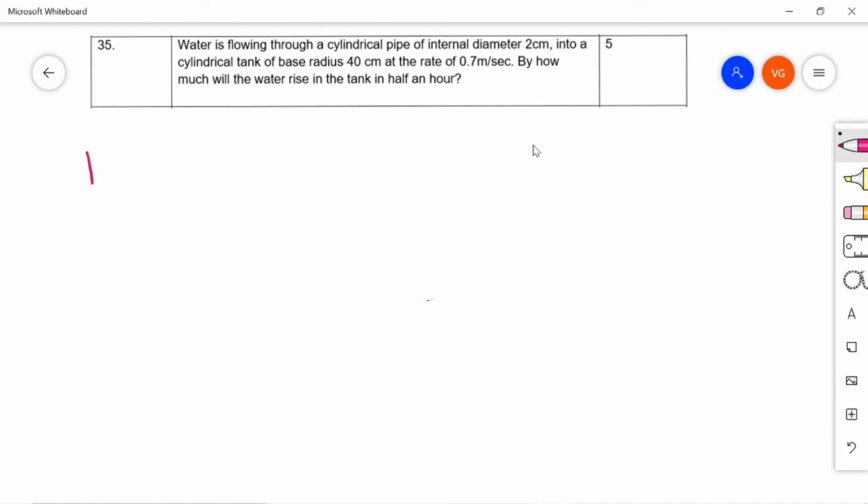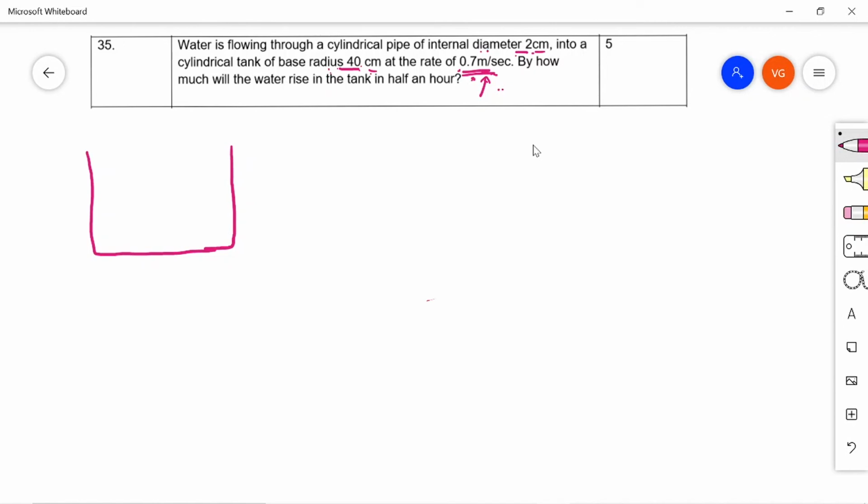See, this type of question you have to be very careful with the units. So they have given the diameter of the pipe, radius of the tank. Both are not radius or both are not diameter. One is given in radius, one is given in diameter, and both are given in centimeter, right? That is okay. Now coming to the rate of flow, 0.7 meter per second. This is given in meters again. So either you convert this into centimeter or the measurements of the tank and pipe in meters.